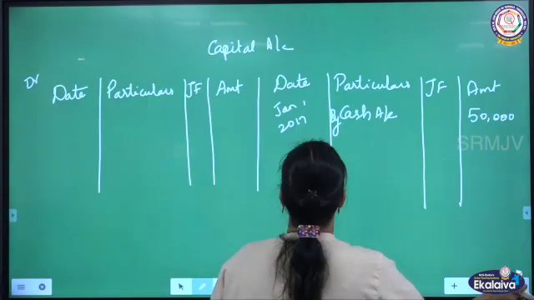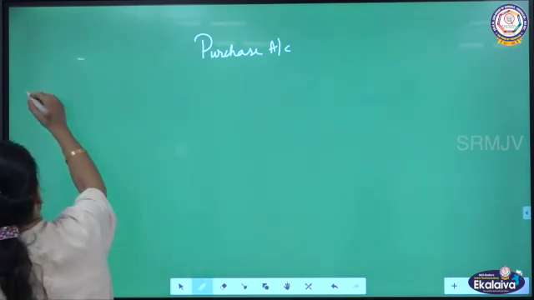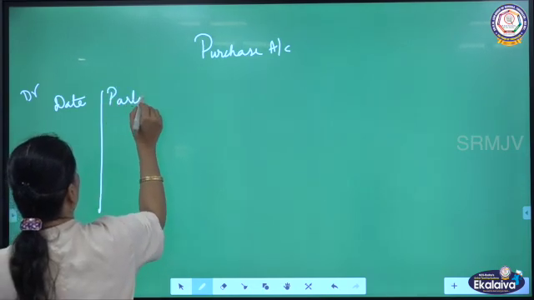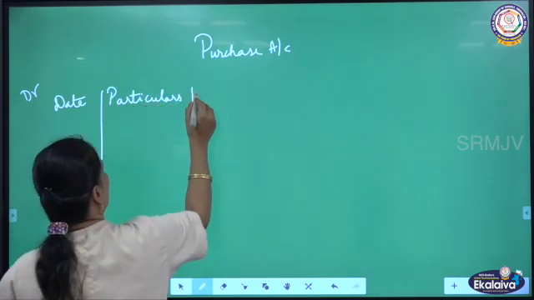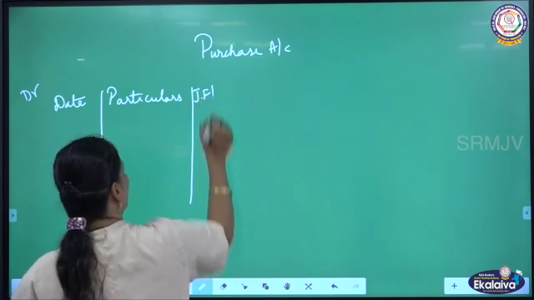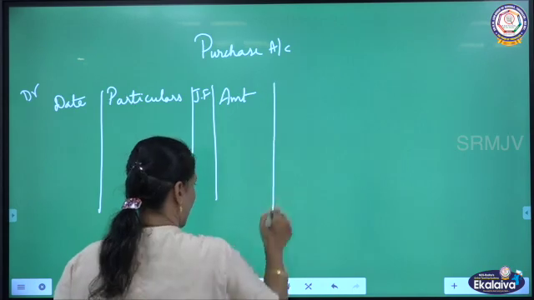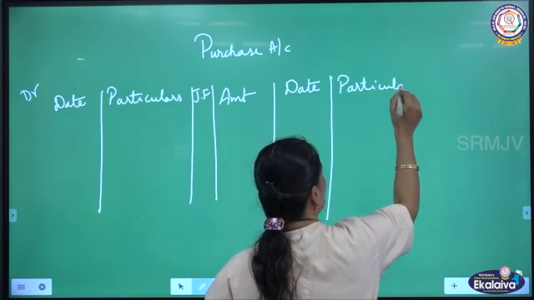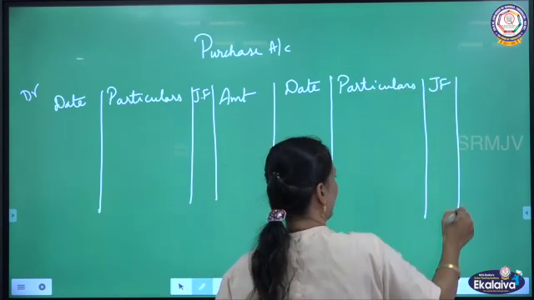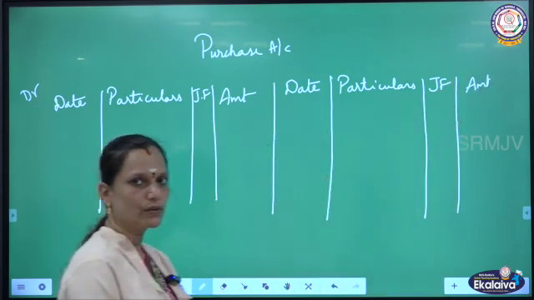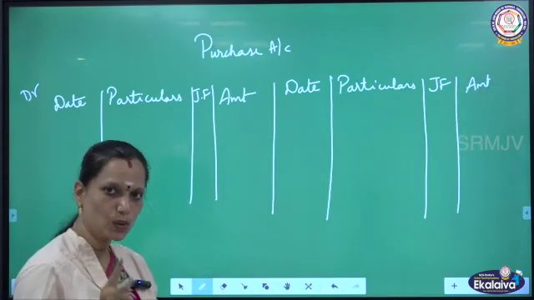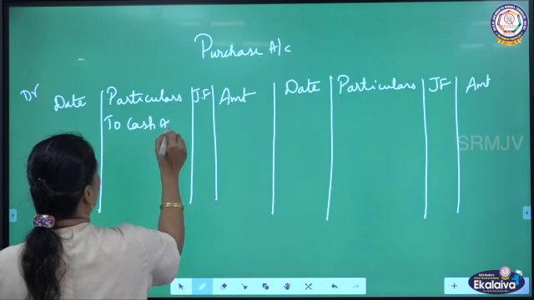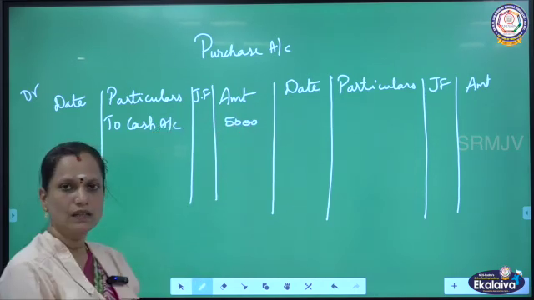And then what I am going to do, in purchase account I have opened, here what I am going to do: date, particulars, and then journal folio, amount, and then again date, particulars, journal folio, amount. So see, already purchase account debtor to cash account. So in purchase, what I am going to do, to cash account. How much? 5,000. Do you understand, children?